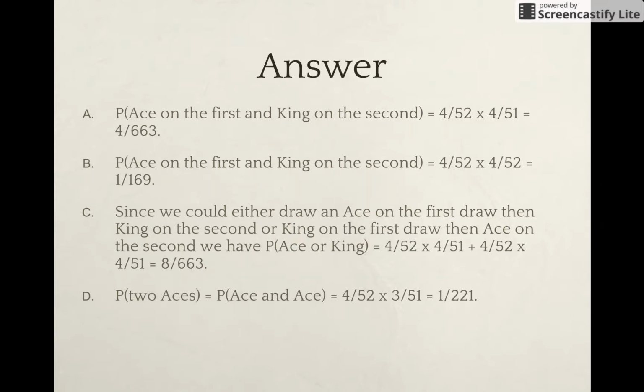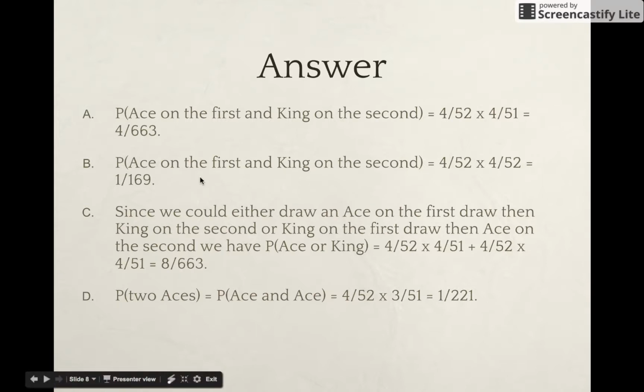For part A, we're finding the probability of ace on the first and king on the second. There are 4 aces out of the 52, and so our probability of selecting an ace is 4 out of 52. The probability of selecting a king on the second draw is 4 out of 51. And again, it's out of 51 because we were drawing without replacement in part A. So there are no longer 52 cards, there are 51 cards in the deck. All right, and that reduces down to be 4 out of 663.